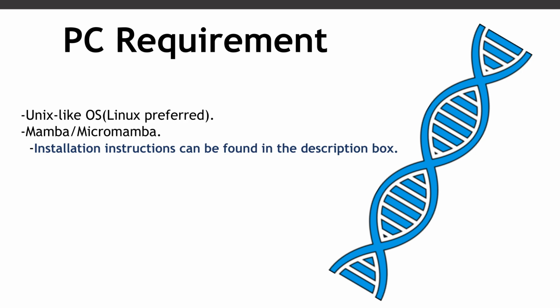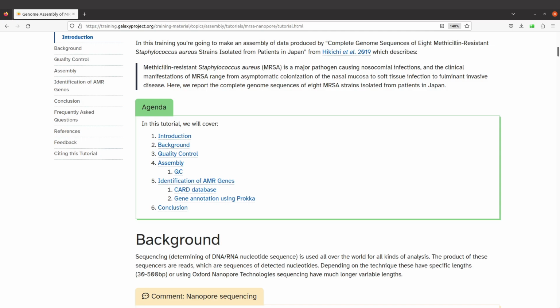You should also have Mamba or micromamba installed. We are going to use Mamba or micromamba to install the tools. So I have tutorials that show how to install them. So check the description box. You find a link to the video. So use those videos to install Mamba or micromamba and then set up your PC. So that's it. So let's get started.